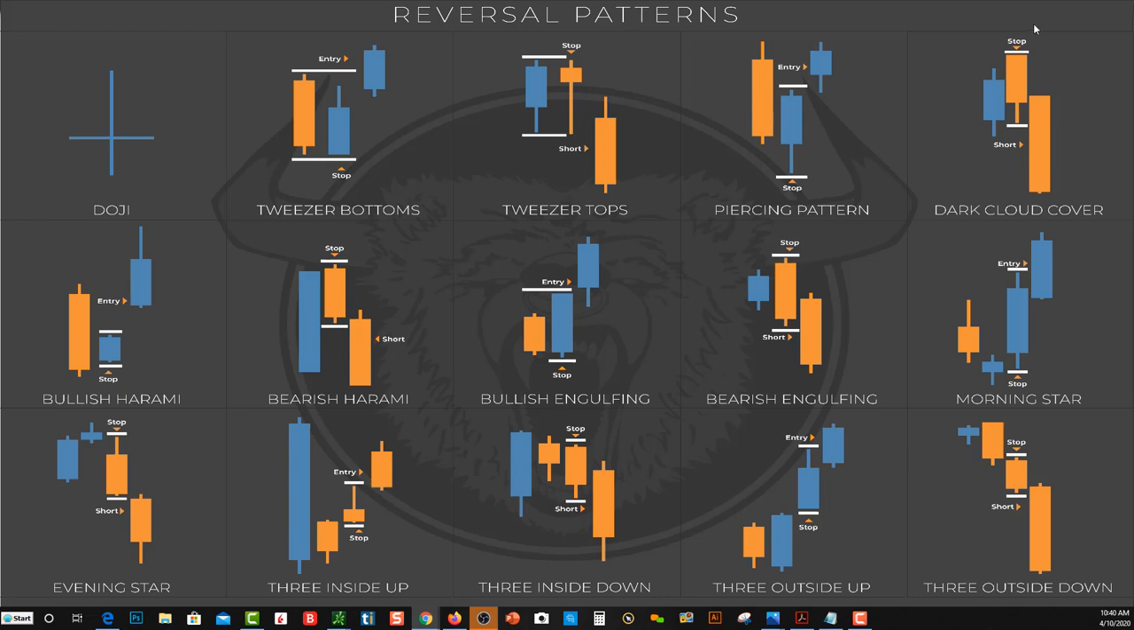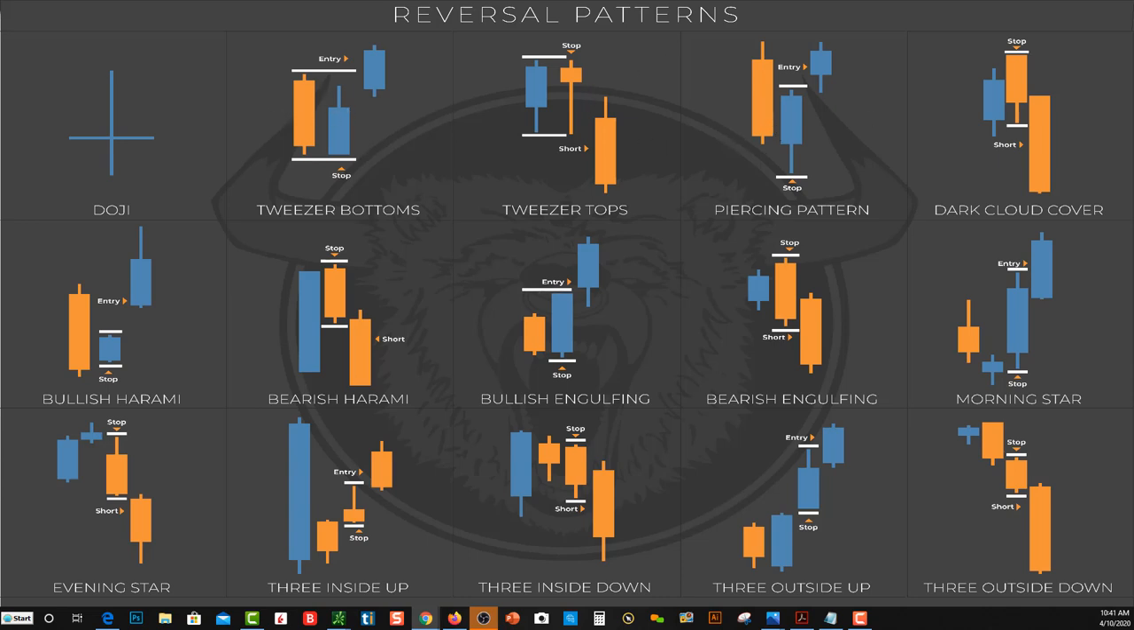You'll see right here, this three inside up, and it basically is a bear flag, right? Depending on this, not the evening star pattern, but you guys will see what I'm saying. But pay attention to this, right?